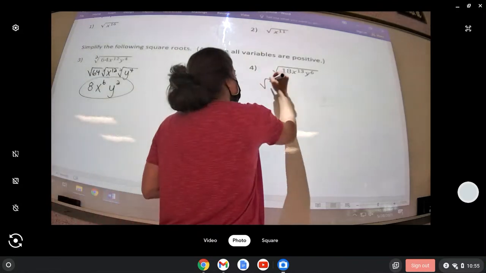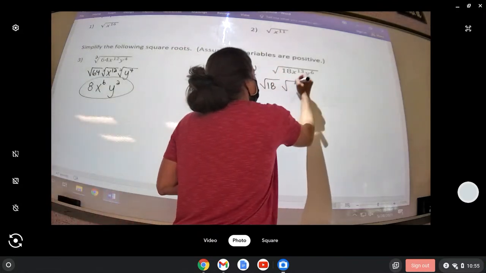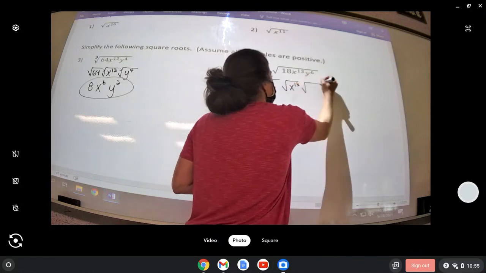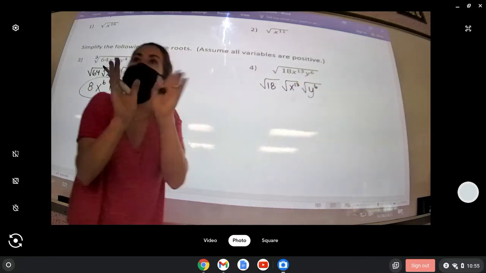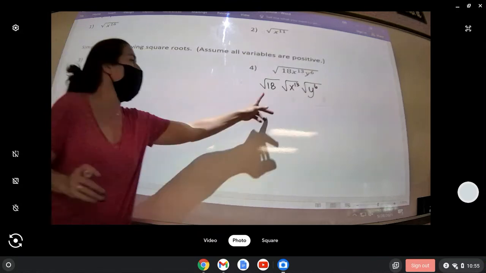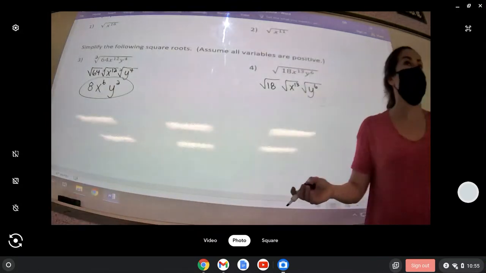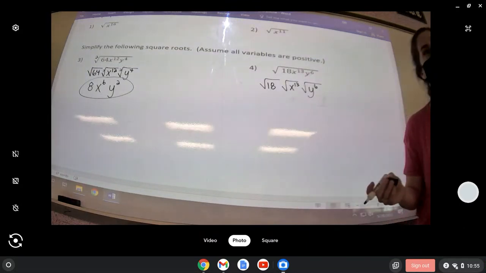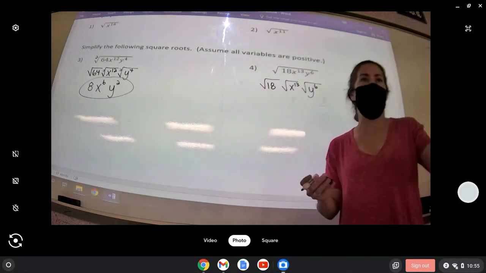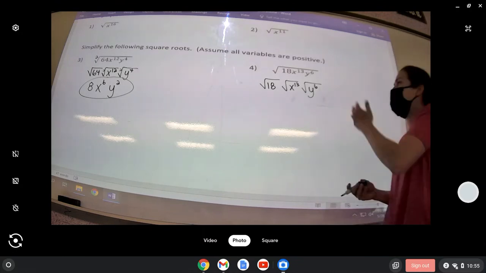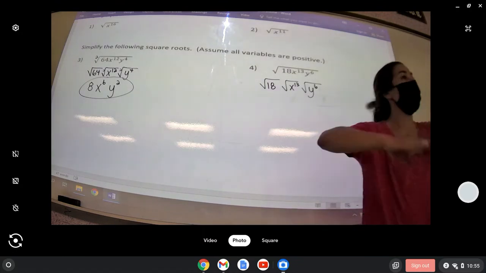So I got the square root of 18 times the square root of x to the 13th times the square root of y to the 6th. Now let's deal with it one at a time. All right, so if I go to the square root of 18, guys, is 18 a number that I can square root? No, it's not a perfect square. But is it simplifiable? Is there a biggest perfect square, a number that I can square root that divides evenly into 18? Yeah, so we can fix this.